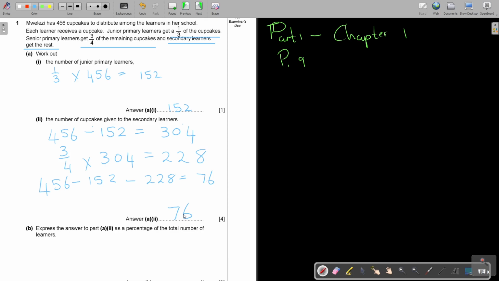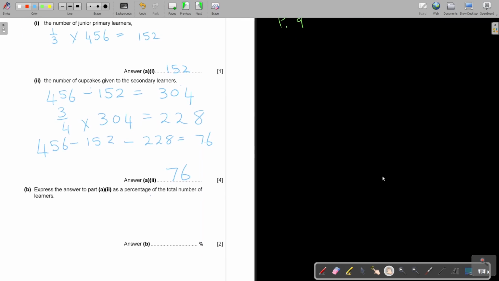So express the answer to part 2 as a percentage of the total number of learners. Okay, so now as a percentage, I just express it as a percentage. So it's 76 over the total 456. Make it a percentage by multiplying it with 100.